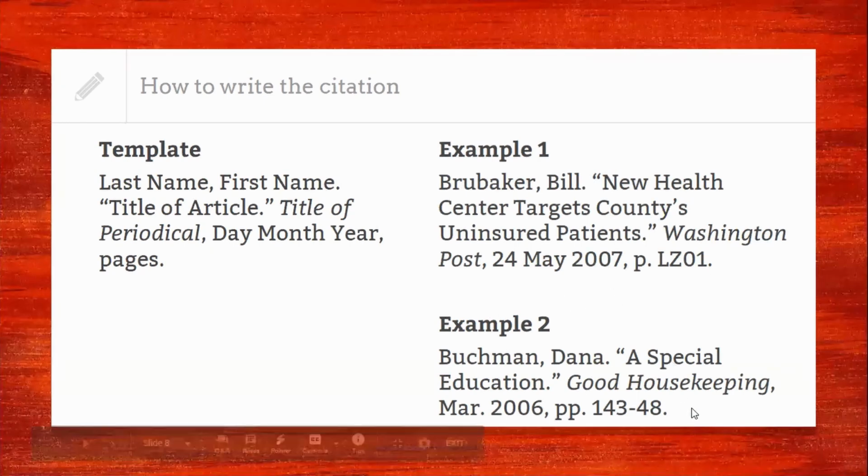The example 2 was from a magazine instead, and I did this so I could show you what you do when there's one page or multiple pages long articles. As you can see, in example 1, you just have P period and then the page number. However, if it's multiple pages long, you need to put PP period and then the page numbers. Otherwise, everything else remains the same.